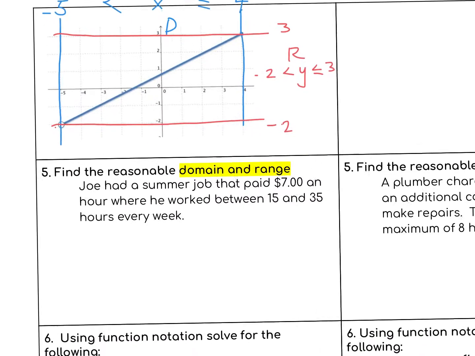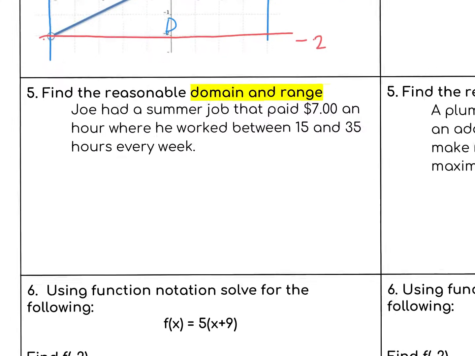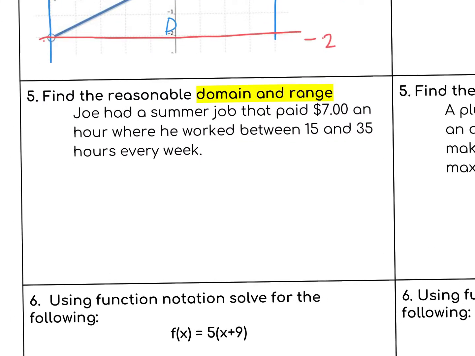Now find a reasonable domain and range. Joe had a summer job that paid $7 an hour. That should tell you a big hint. $7 an hour is a rate. Okay, so that means that's how much money he gets paid an hour. It's like you working at Fiesta Texas, and that's how much they pay you per hour.